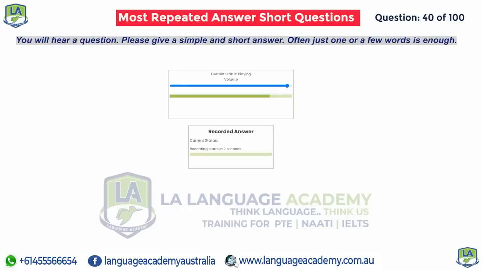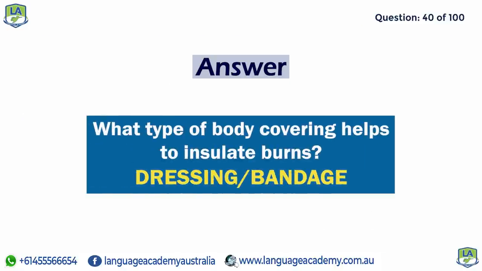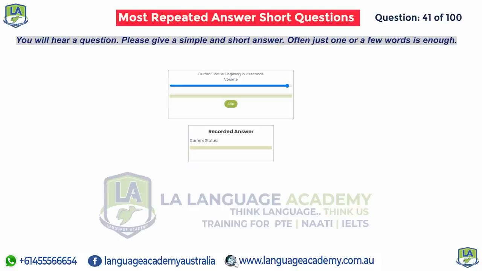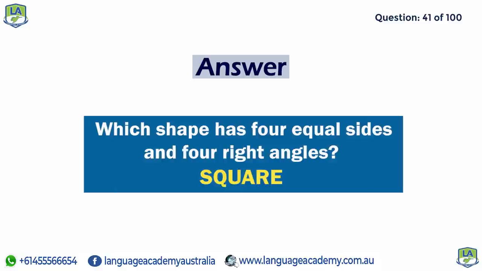What type of body covering helps to insulate burns? Dressing slash bandage. Which shape has four equal sides and four right angles? Square.